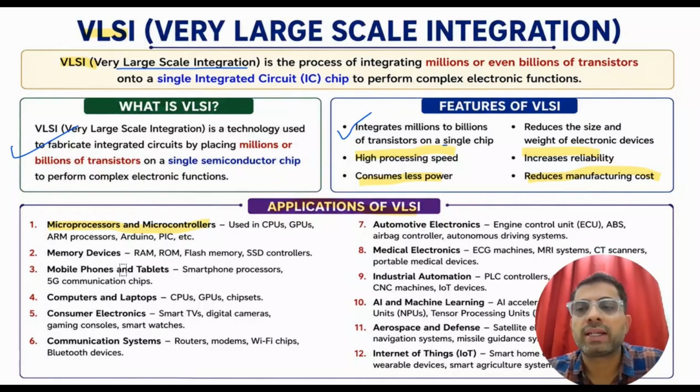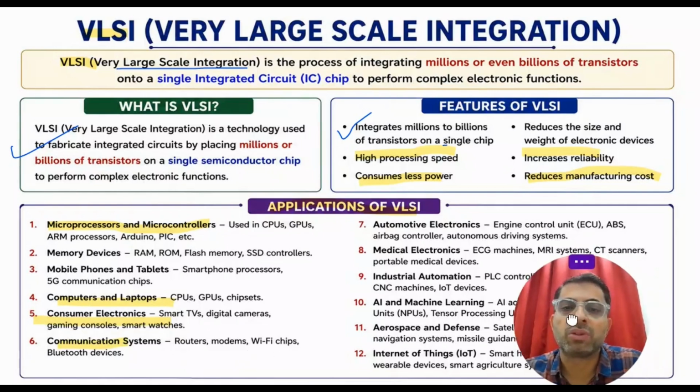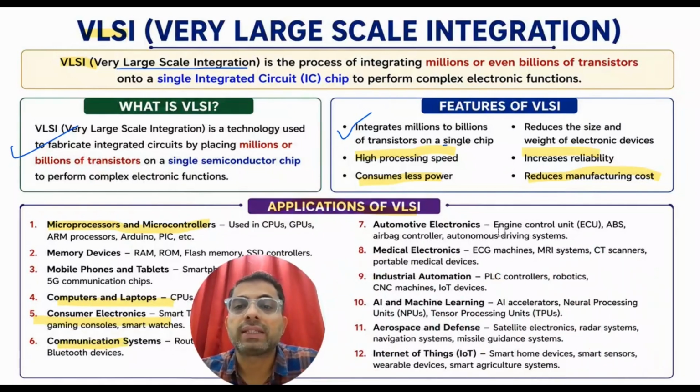Mobile phones and tablets, computers and laptops, consumer electronics, communication systems, that is routers, modern Wi-Fi chips, Bluetooth devices, automotive electronics, that is engine control unit, ABS, airbag controller, which you might have heard of in a car. Then medical electronics, ECG machines, MRI systems, industrial automation, AI and machine learning, aerospace and defense, Internet of Things. Means wherever there is a digital thing, there is VLSI. Okay. So these are a few applications of VLSI.